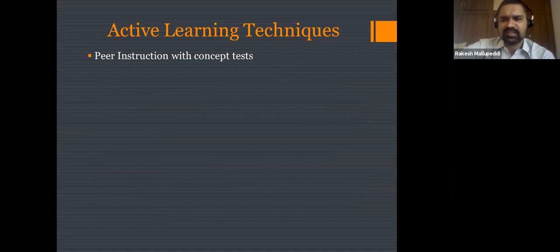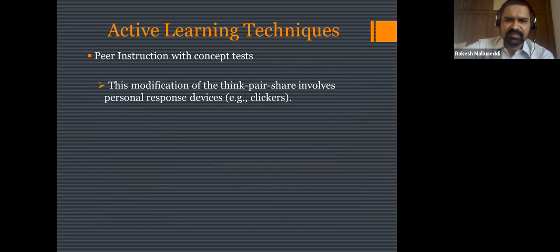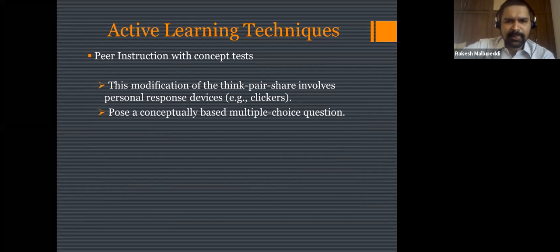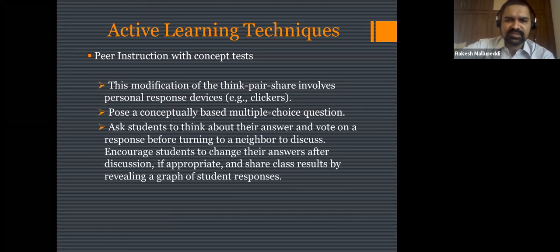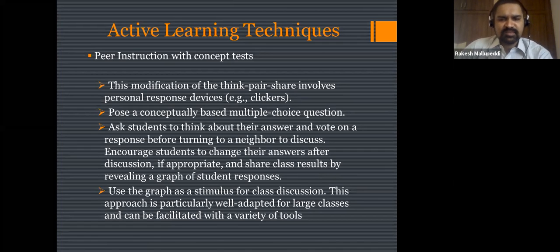Now, peer instruction with concept is, again, peer work where there is a group involved. So again, if you see, there are small modifications. It involves personal devices, for example clickers. So pose a conceptually based multiple choice question. Ask students to think about their answer and vote on a response before turning to a neighbor to discuss. Encourage students to change their answers after discussion, if appropriate, and share class results by revealing a graph of students' responses. Use the graph as a stimulus for class discussion.